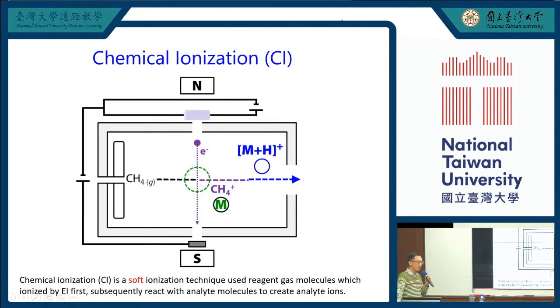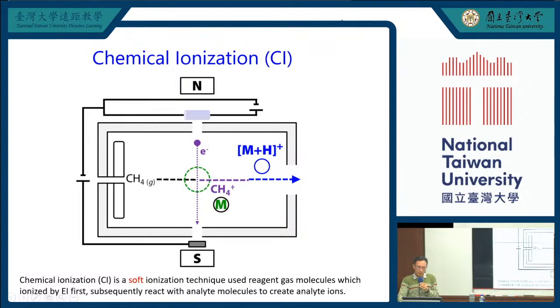This one is CI. So why is EI not good? That's because EI will impact your structure, and your structure will fragment, so you may not detect the precursor ion. You don't know what your main structure is after EI. So chemical ionization is a soft ionization technique. It uses a reagent gas molecule which is ionized by EI first, and then reacts with the analyte by transferring a proton to the analyte to generate an ion.